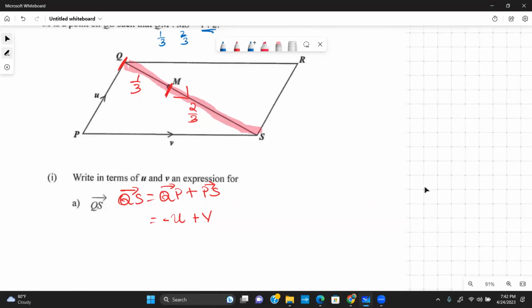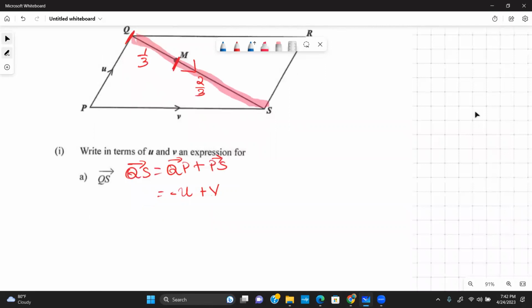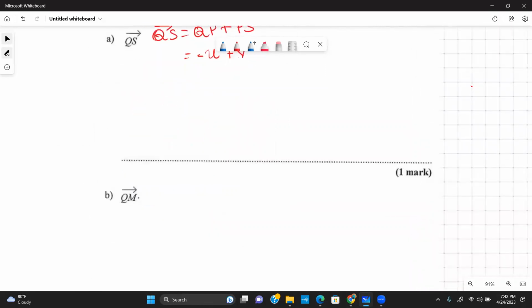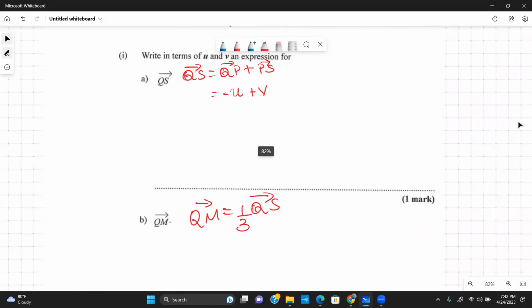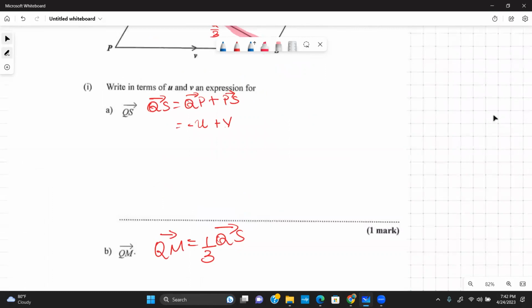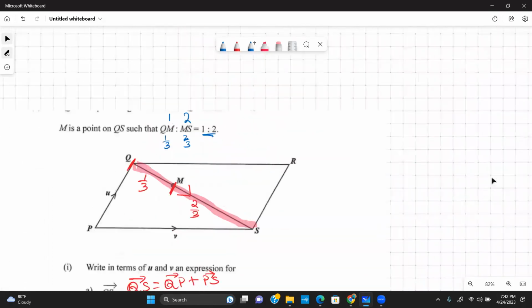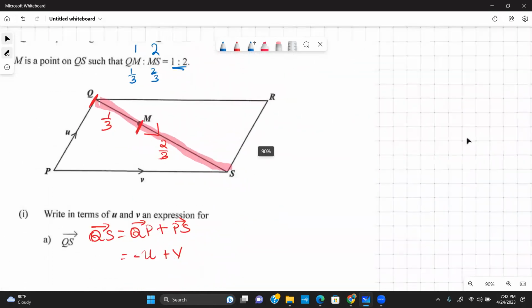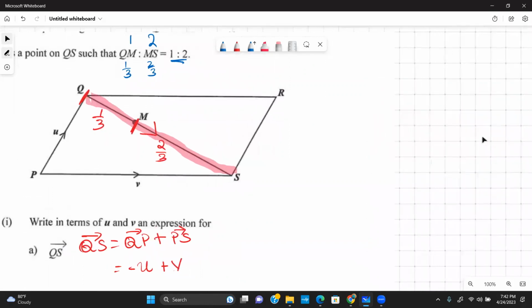Remember, you have the entire QS. Look, let me tell you what QM is. QM is 1 out of 3 of QS. Let me go back for you to see it. This is what we were talking about when we were looking at the ratio. Look, QM is 1/3 of the entire QS.